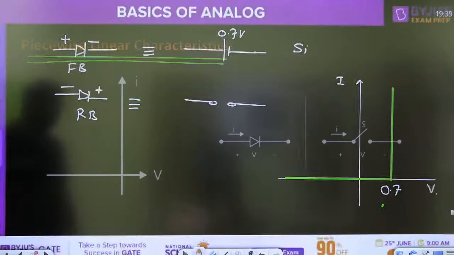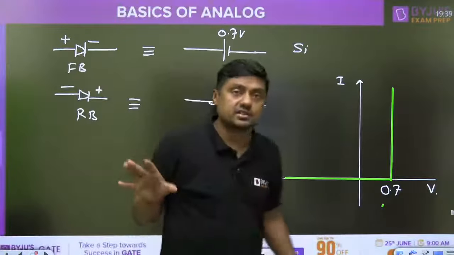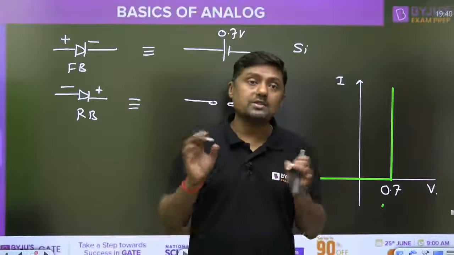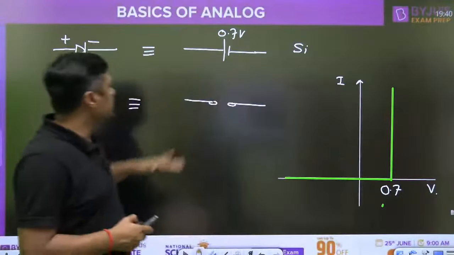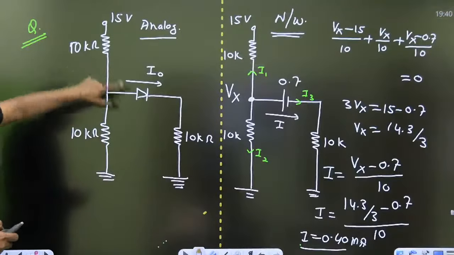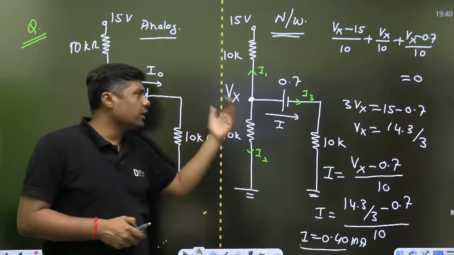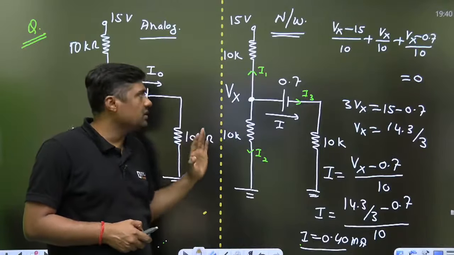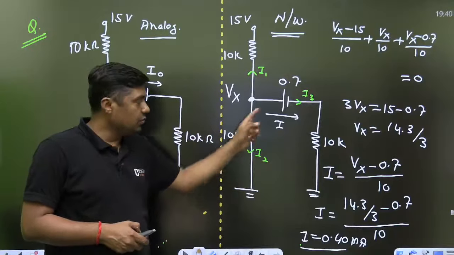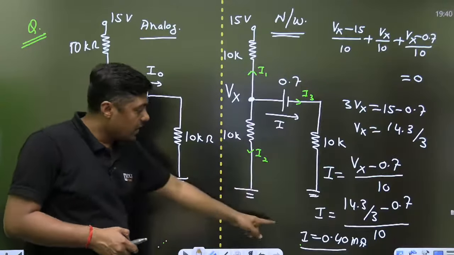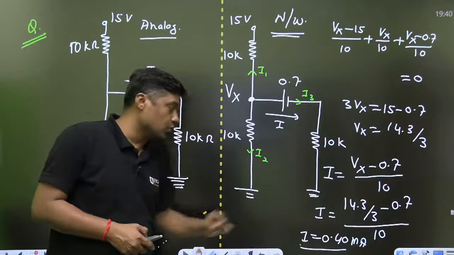Then in the second case, I have taken the practical condition that the drop across the silicon diode is fixed at 0.7 volt. Once it is 0.7 volt, we have solved the same question by replacing the diode by 0.7 volt. So we have to apply the KCL, or you can also apply mesh analysis or any other method to solve this question. Then again you can find the value. Again we are finding the I naught. Initially we are getting 0.5, here we are getting 0.4.